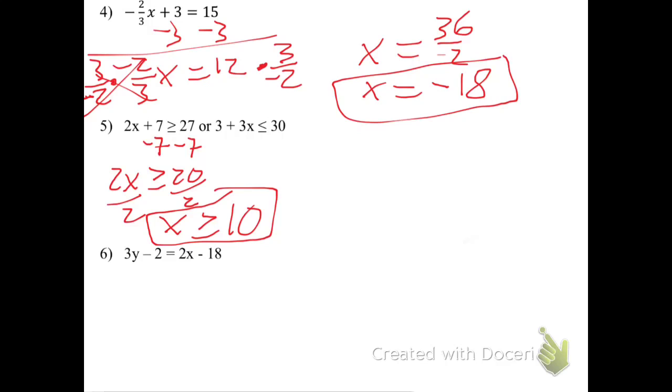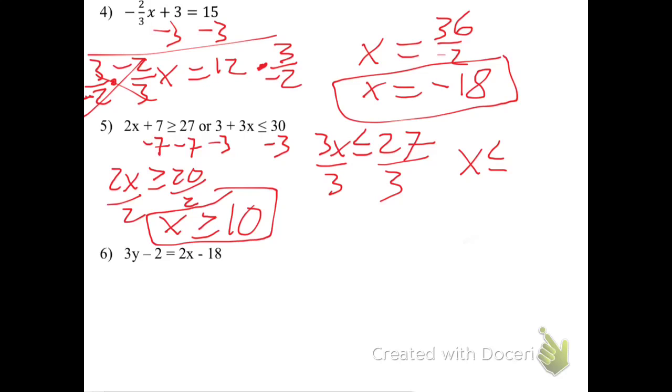Okay, and we're half done. Remember that you got this other inequality you need to deal with. This one, again, get rid of the not-x stuff first. So subtract 3. You get 3x is less than or equal to 27. And then you just got to divide by the 3 to get x is less than or equal to 9. We divide by a positive, so again, the inequality does not change direction. And we're going to move on to number 6 here.